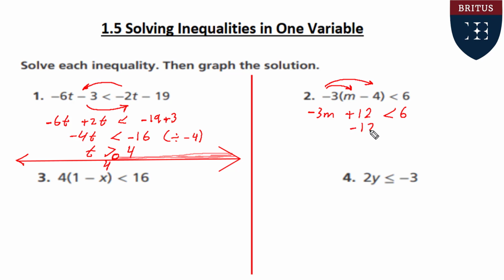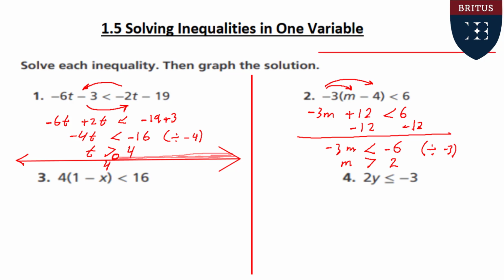Just subtract 12 from both sides. We can say that negative 3m is less than 6 minus 12, which is equal to negative 6. Divide both sides by negative 3. Now reverse the inequality sign. We get m is greater than 2. To graph the solution, just draw a line and put 2 on the number line. 2 is unshaded because there is no equal sign, and shade all real numbers to its right.